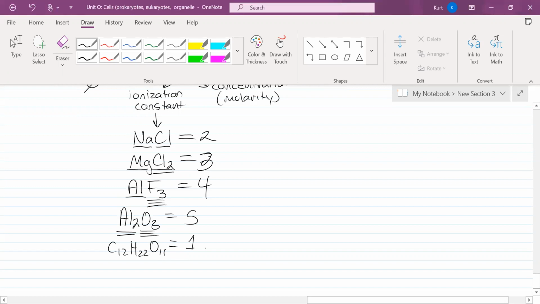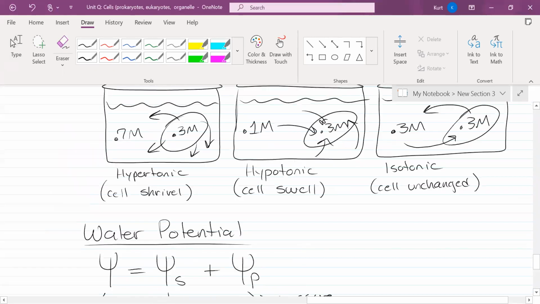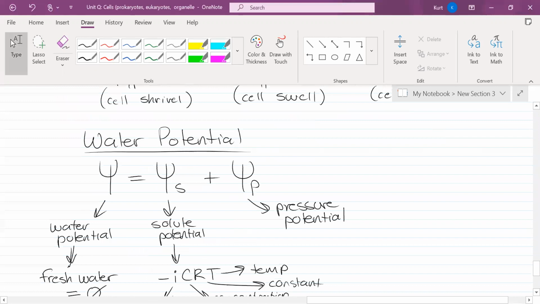Nope. 1. You know why? It's molecular. Sugar is molecular. When you place it into water, it doesn't ionize. That's a chemistry problem. If you see a giant molecule like that, sucrose, glucose, or any type of carbohydrate or sugar, when you place it into water, it doesn't fall apart. It stays together as one. And so when it stays together as one, its ionization constant is 1. Got it?